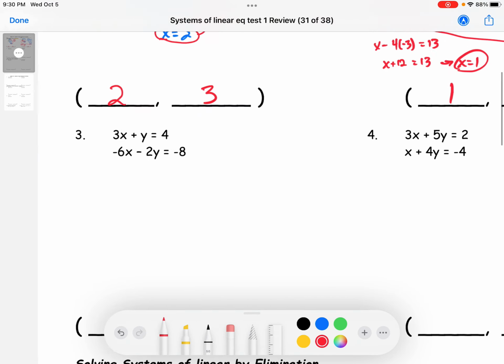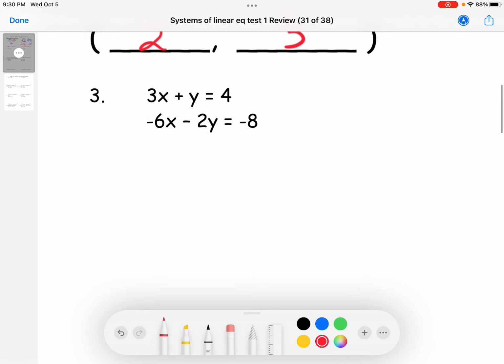Moving on down, number 3. We've got another problem. We don't have x or y by itself, but I do see this y in the top equation has a coefficient of 1 by itself. So I'm going to subtract 3x on both sides. That'll give us y by itself. We're going to have negative 3x and positive 4. Remember, they're not like terms. You've got to keep them separated.